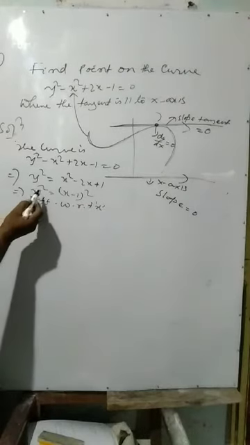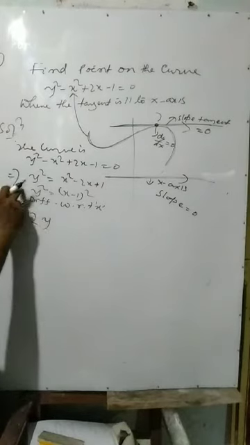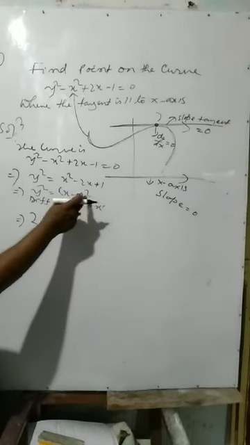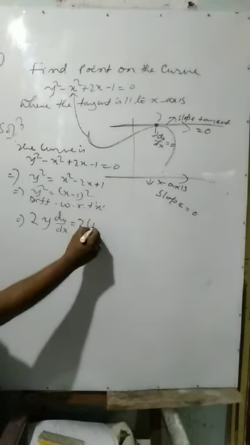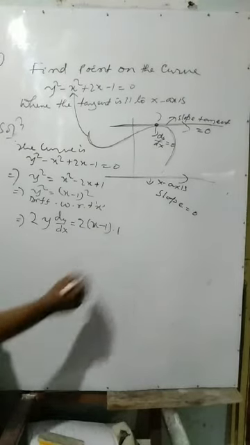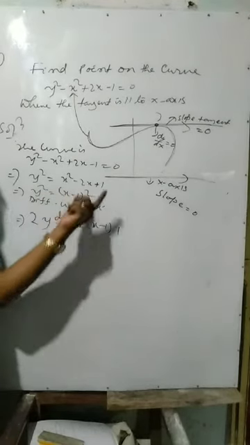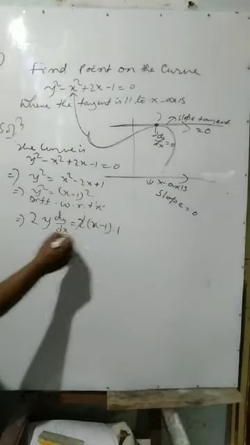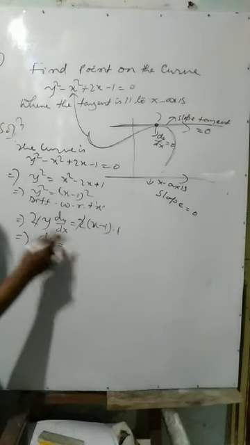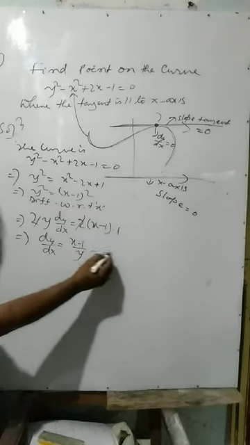What is the derivative of y square? It is 2y, multiplied by dy by dx. Here what is the derivative? 2 times x minus 1, then the derivative of x minus 1, which is 1, because the derivative of x is 1 and of 1 is 0. So both sides 2 will cancel. Here dy by dx equals x minus 1 by y.